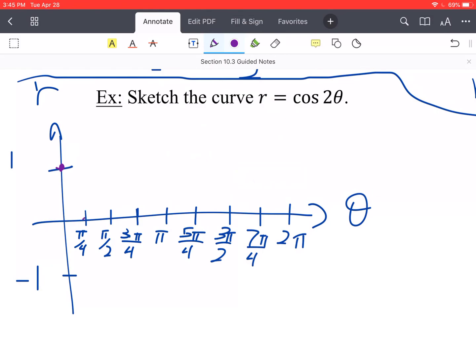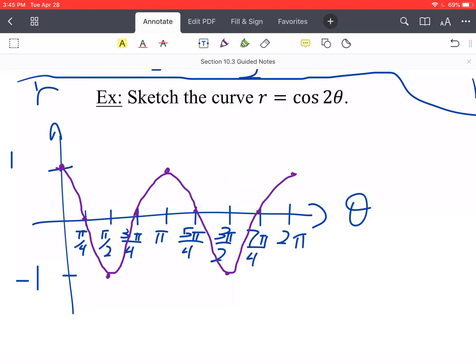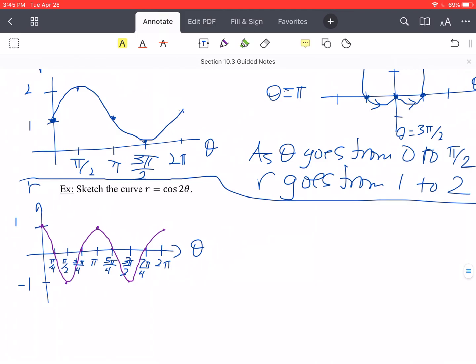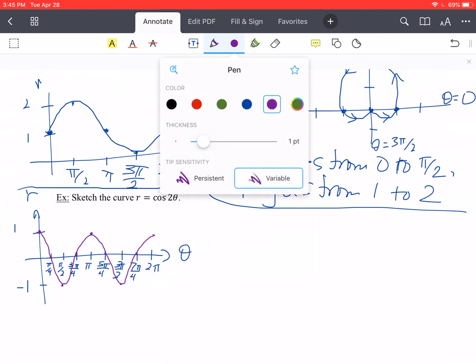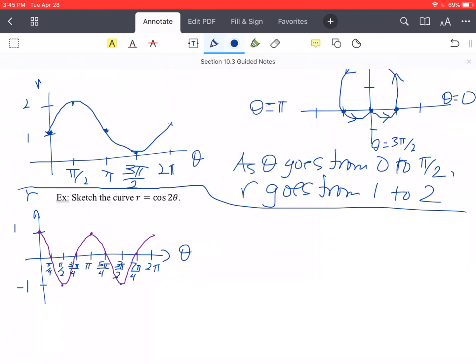So normally it would go 0, pi over 2, pi, etc. But this time it's growing twice as fast, so it's going to hit the axis at pi over 4, then pi over 2, 3 pi over 4, pi, 5 pi over 4, 3 pi over 2, 7 pi over 4, and 2 pi. So the curve's going to look something like this. So we get a couple of oscillations here in the curve. Okay, so this is going to allow us to get the values for our polar graph.